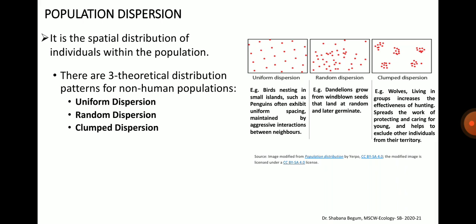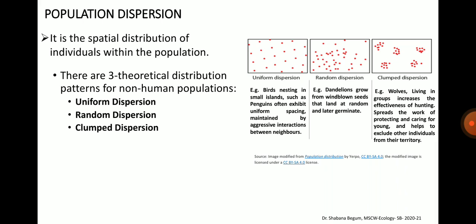The second type of dispersion is random dispersion. Here the position of one individual is unrelated to the position of its neighbors. This is also rare in nature. The second diagram here represents the random dispersion pattern. The example here is dandelions, which grow from wind-blown seeds that land at random and later germinate.